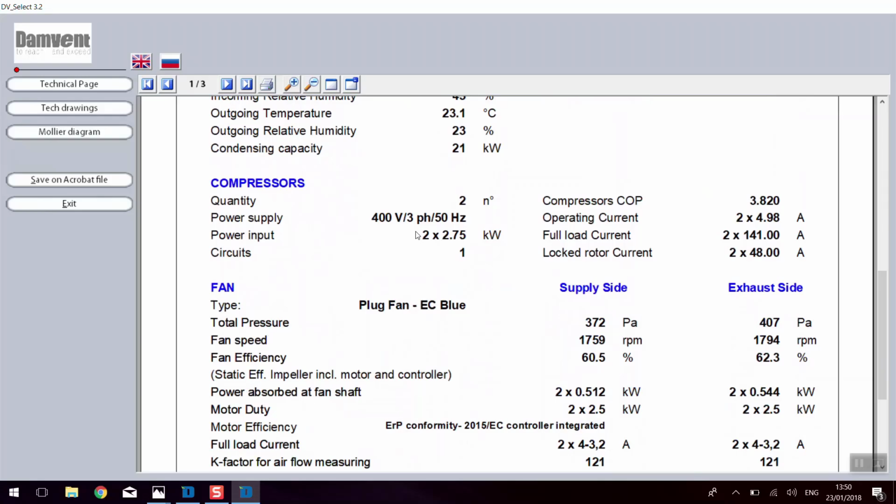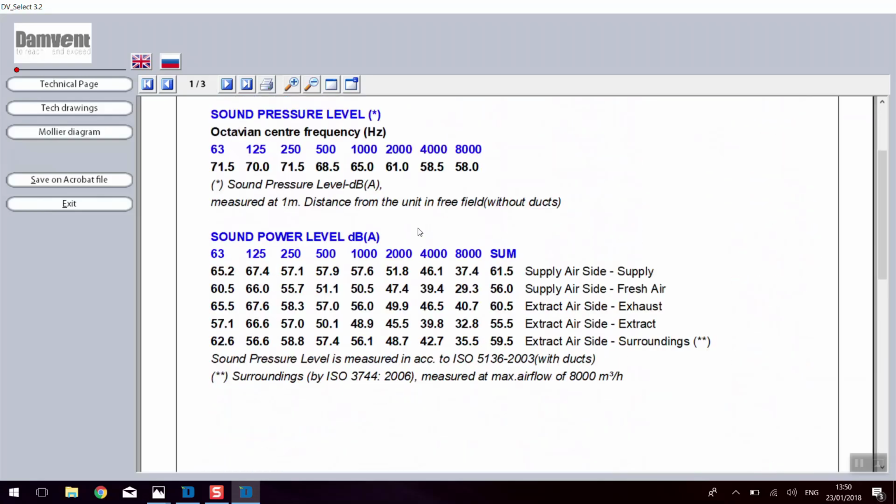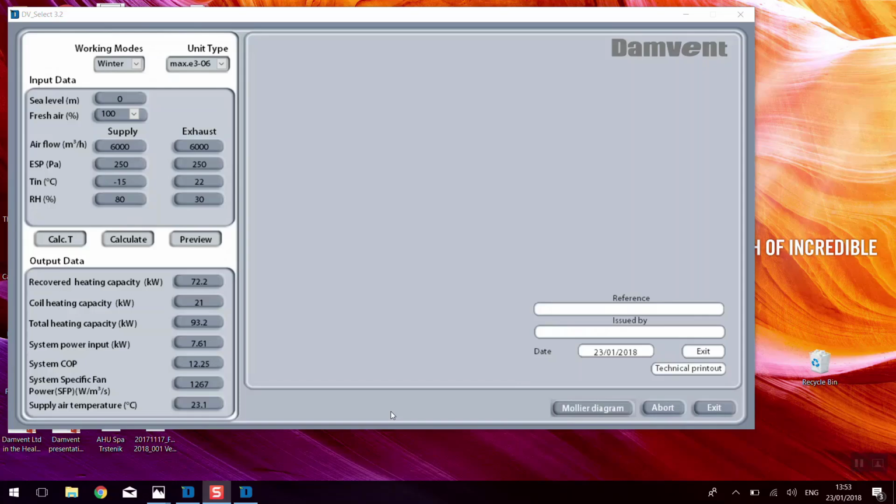Below that, of course, we have data for the fans and for the sound level. So now we are going to make a comparison analysis with other selection softwares from other manufacturers. But before we do that, we would like to tell you that we will make only an analysis and show you the facts and numbers and maybe put some doubts on some numbers, but you will make your own conclusions.